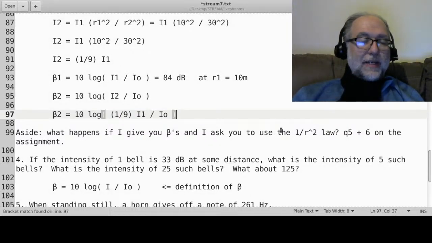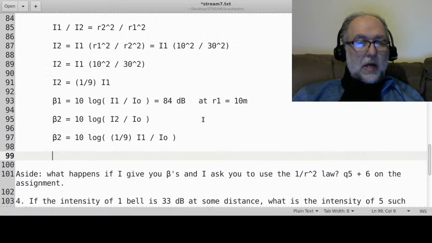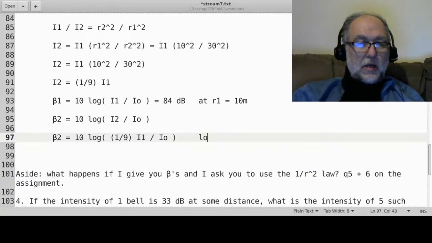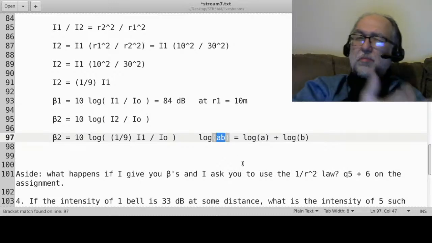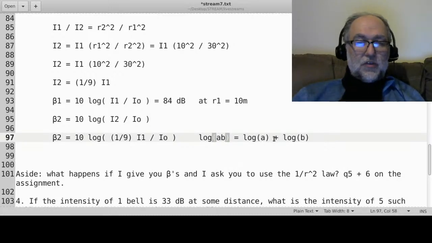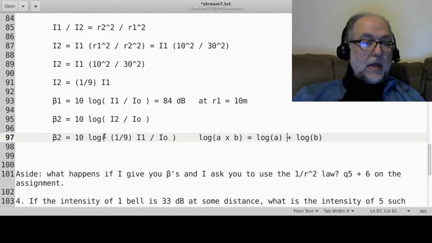You say, well, why did you do that? Well, because there's a very nice property of the log, and it's this. If you have log of A times B, that's equal to log of A plus the log of B. I don't know what the name of this property is, but basically the log distributes over the multiplication and turns the multiplication into addition. So if you've got multiplication inside of the log, that becomes addition outside of the log. And you say, well, how do I use that over here? Here's how.